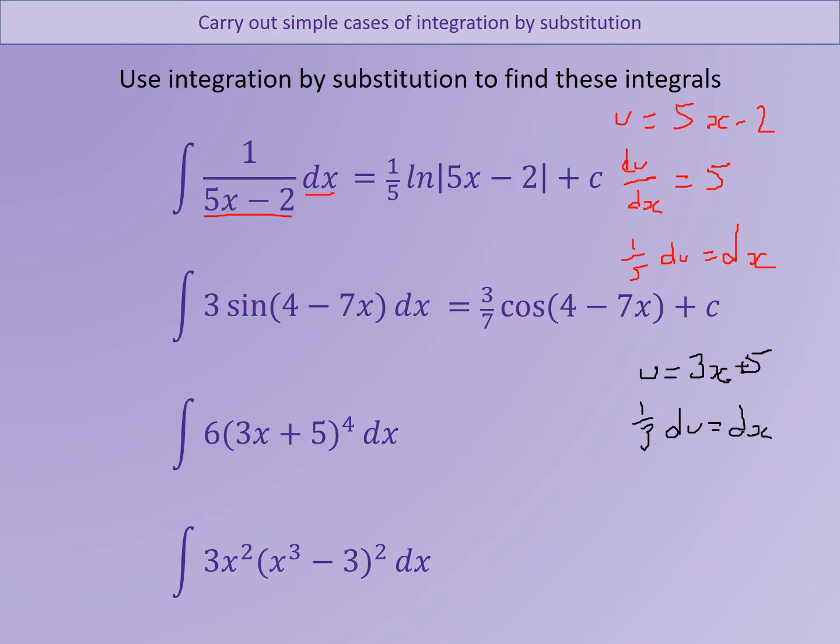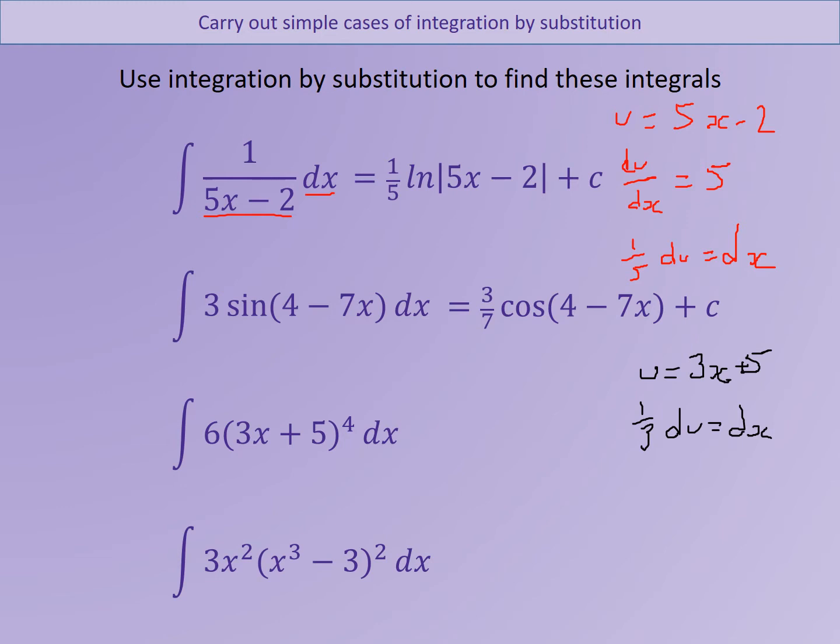So with a bit of rearranging, I know what dx equals. That equals a third du. A third times 6 to me is going to equal 2, so I'm expecting to have a 2 at the front. u to the power 4. Now if I integrate something to the power 4, I increase the power by 1 and divide by that new power. So I'm expecting u to the power 5 over 5.